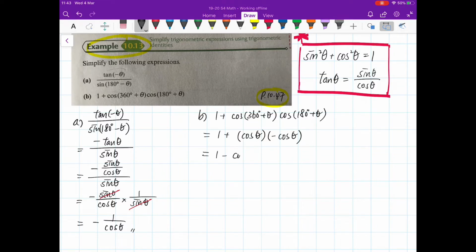Then we have 1 minus cosine square theta. By sine square theta plus cosine square theta equals 1, if we move the cosine square theta to the right hand side, the right hand side becomes 1 minus cosine square theta, and the left hand side becomes sine square theta. So we can change 1 minus cosine square theta into sine square theta, and this is our final answer.